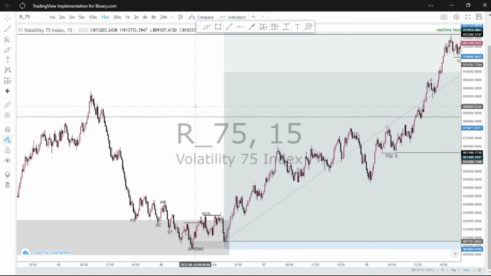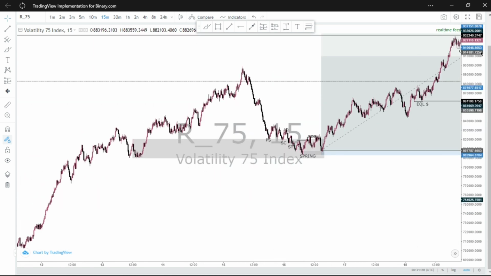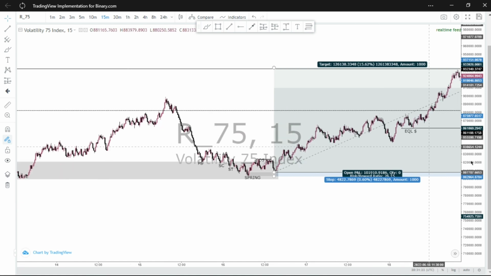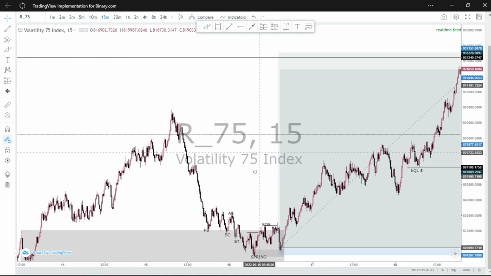So I did take my entry here, and I was looking to see how price was going to approach this high here.